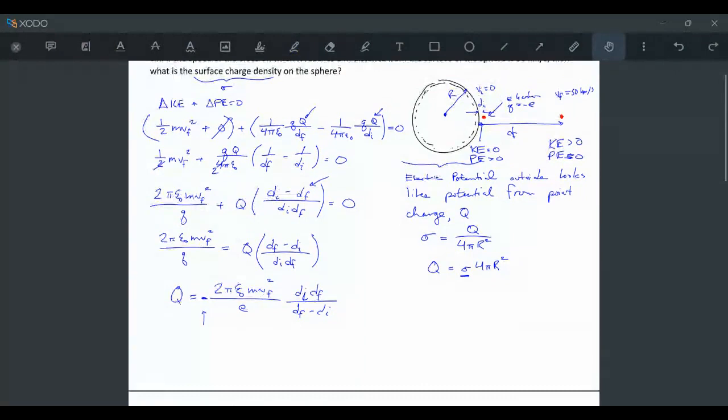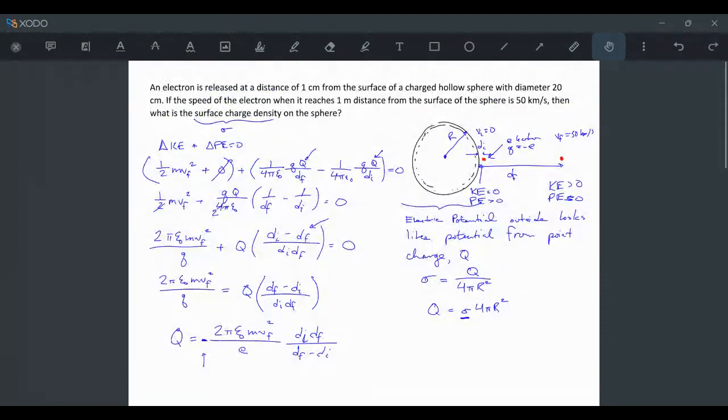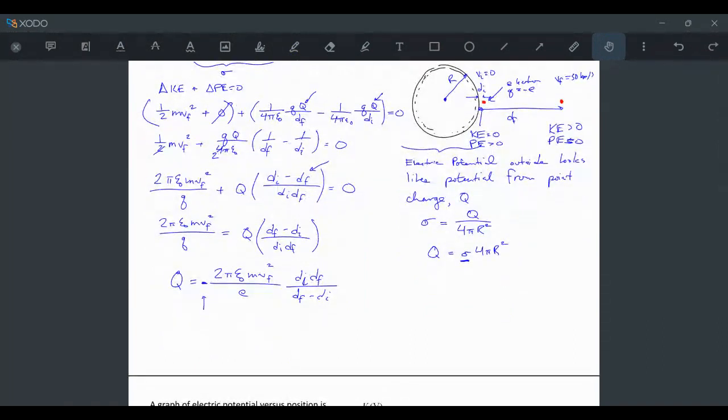So the charge on the big sphere should be negative. What's going on in terms of the physics is that the electron is repulsed by this large sphere. The electron carries a negative charge. For repulsion to occur, the large sphere has to have a charge of the same sign. So a negative is what we expect. So this is okay.